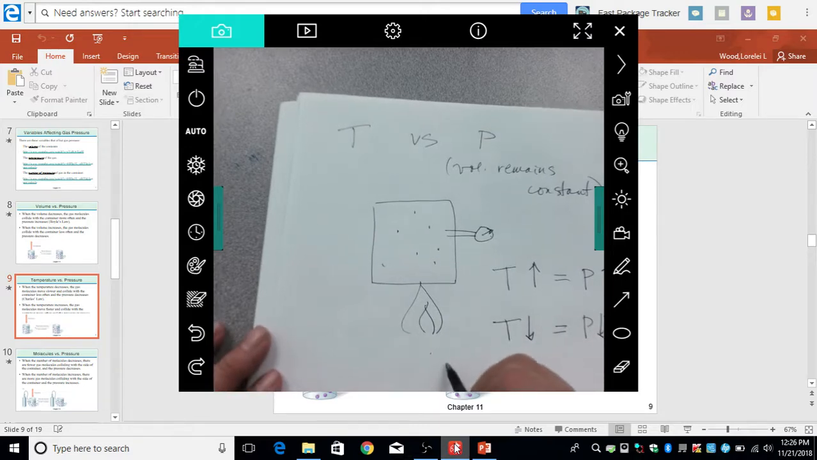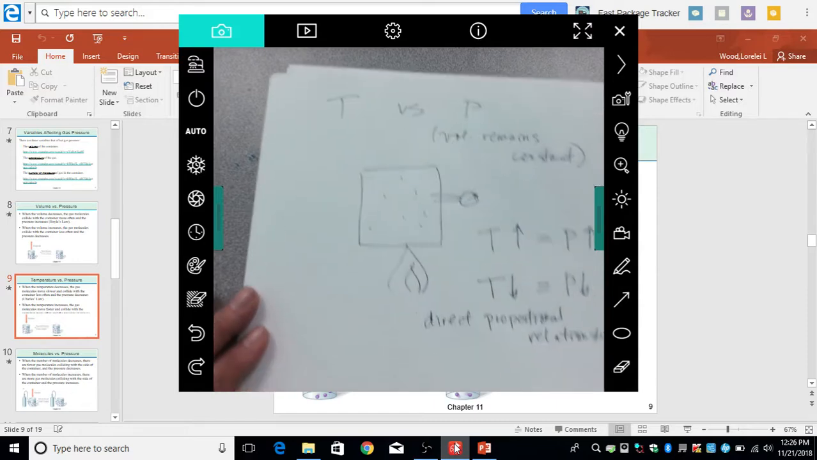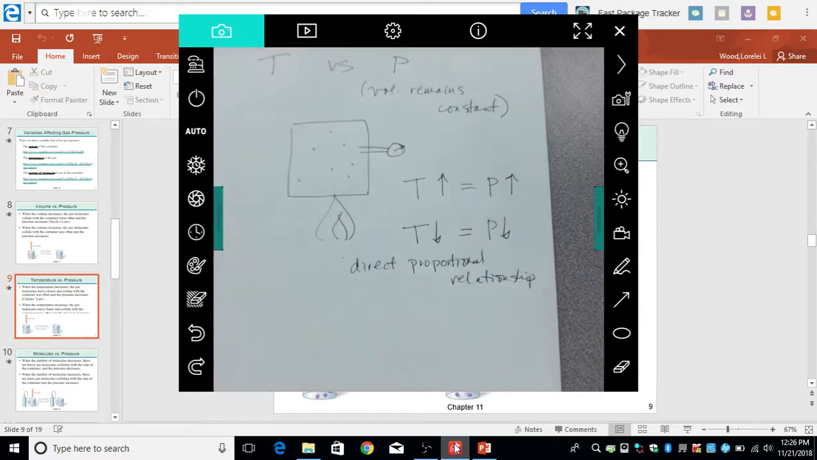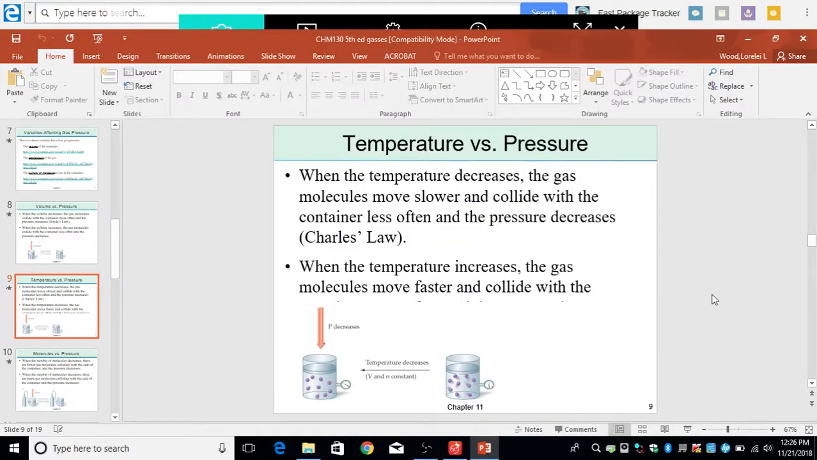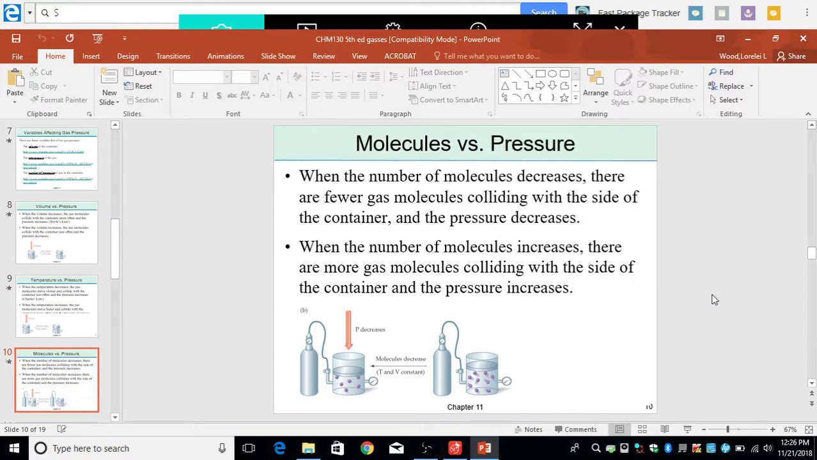We call this a directly proportional relationship. So it's exactly opposite of volume and pressure. Temperature and pressure are directly related. So one goes up, the other goes up, the other one goes down, the other goes down by the same proportion. Same way. And the last one, molecules versus pressure.